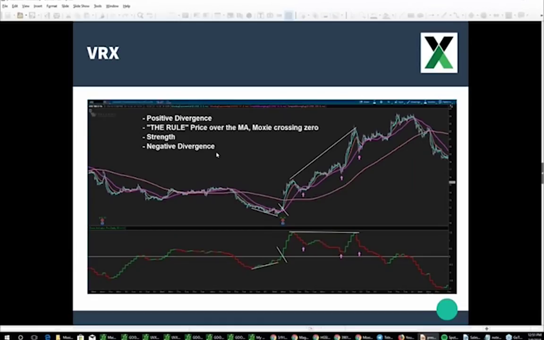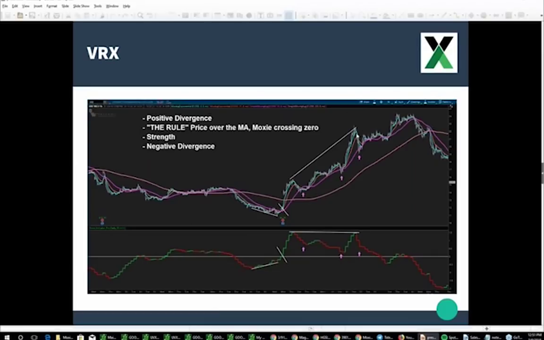Now we're trying to be aware of negative divergence, to be aware of when we might need to get out. And this is exactly what we're seeing now. Price has gone this much higher, but look at the two peaks of the Moxie indicator. We're not getting a new high here. This is where it turned down.